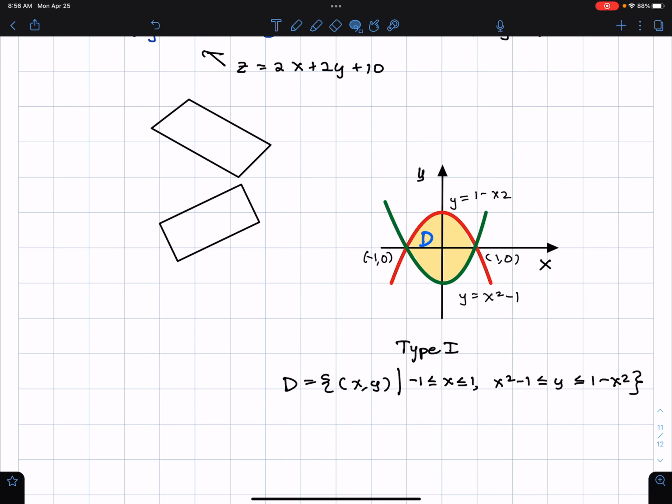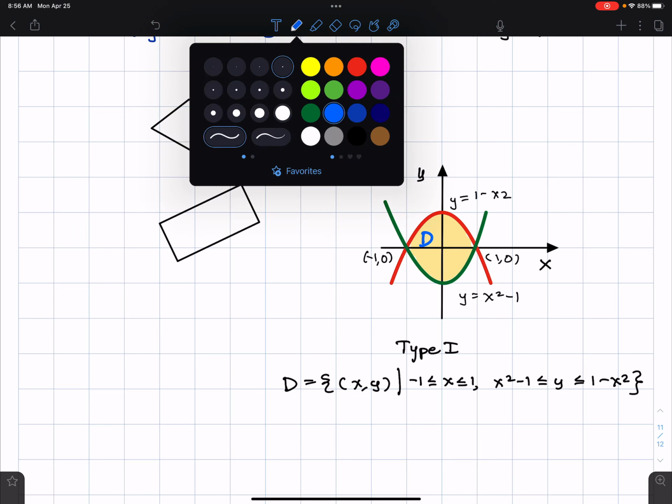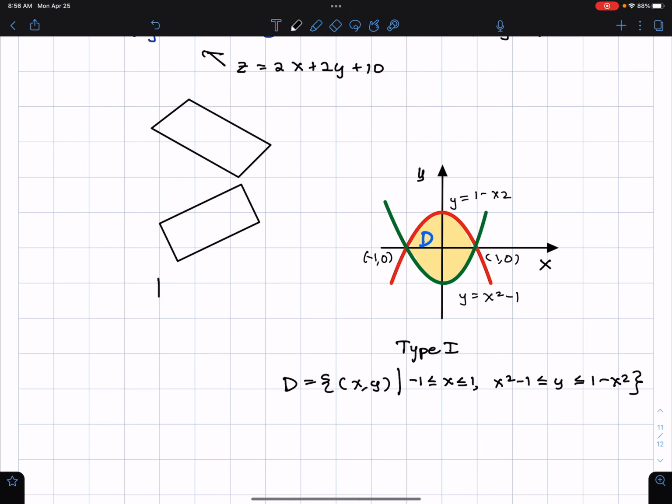So back to this picture over here, where I have these two planes, let me try to make sense of that by making this into a three-dimensional picture in the XYZ plane.